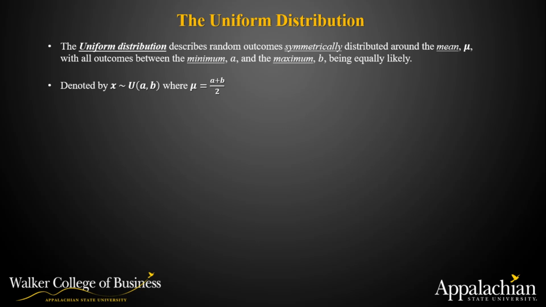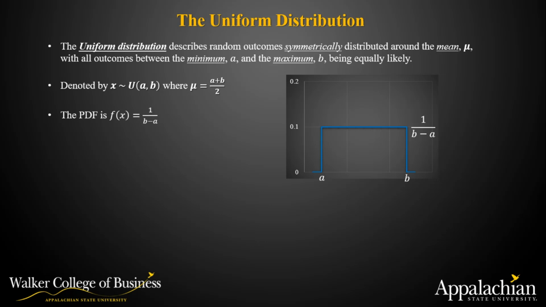And the mean of this distribution, mu, is simply going to be the midpoint, A plus B divided by 2. The PDF, lowercase f of x, equals 1 over b minus a, or 1 over the range. So the probability that something occurs is just distributed uniformly over the range b minus a, which looks like a rectangle that has a height of 1 over b minus a. The CDF, or capital F of x, equals x minus a divided by b minus a, or the value x minus the minimum divided by the range.